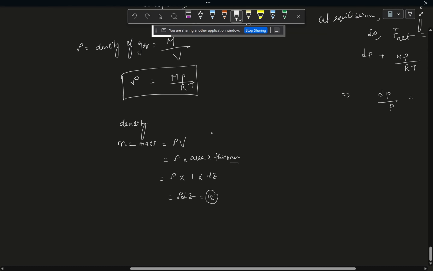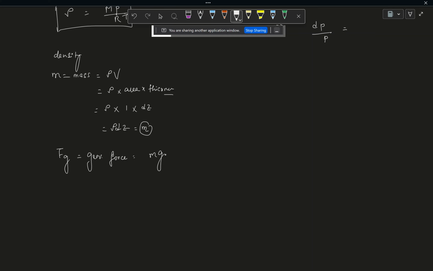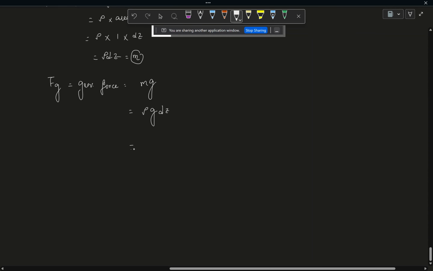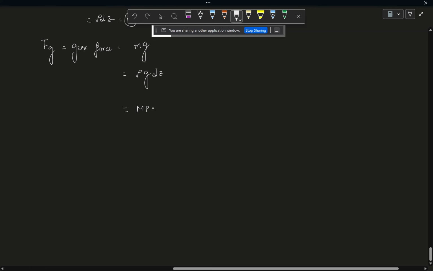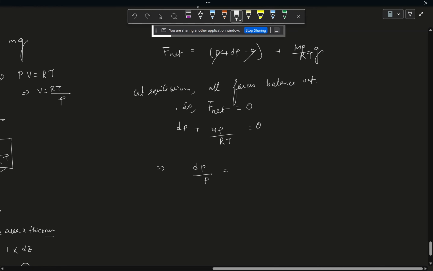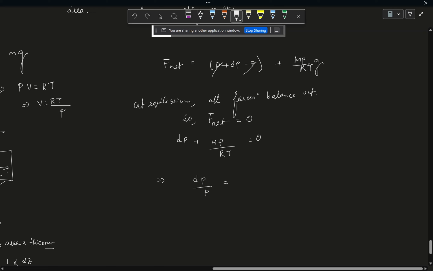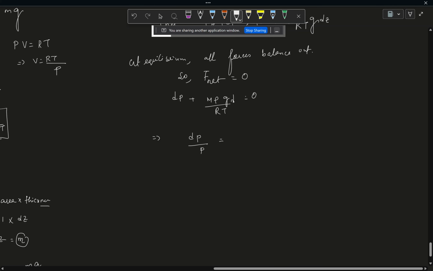That is your mass in this case. So basically your gravitational force on that layer is your m times g, which is rho into g into dz. Now the rho value you have calculated here, that is MP by RT. So this is MP by RT into g into dz. I had missed some of the terms while doing this, sorry for that. So MP by RT into g into dz will also be there.